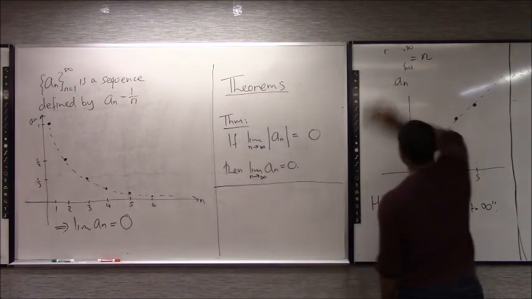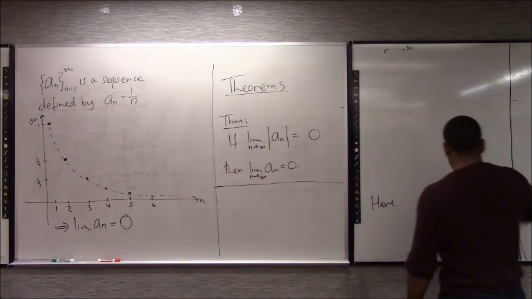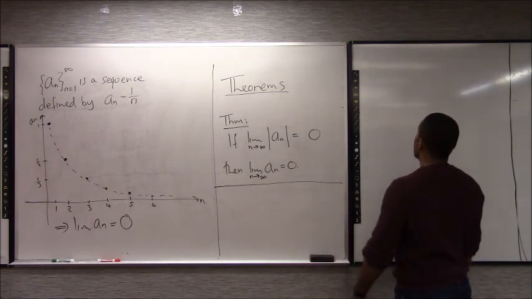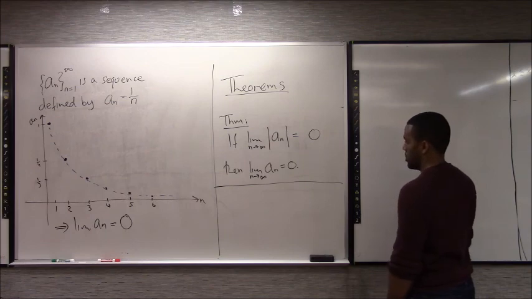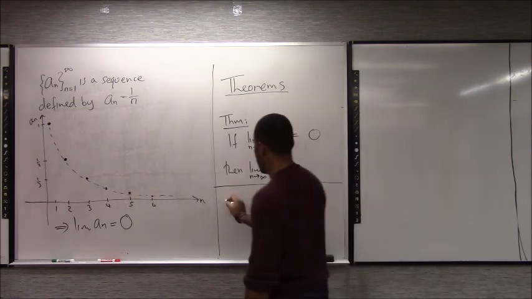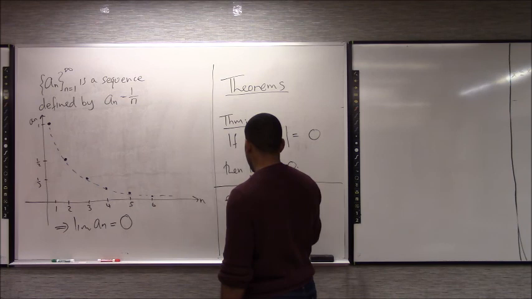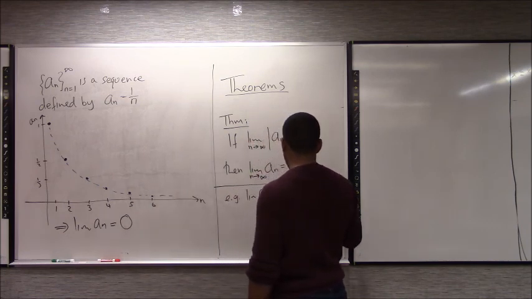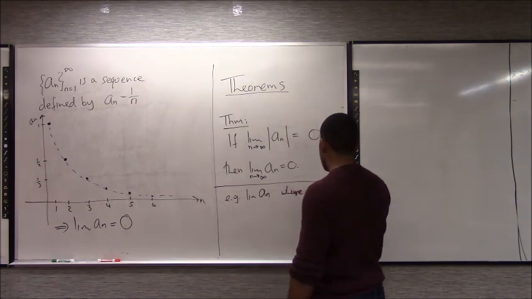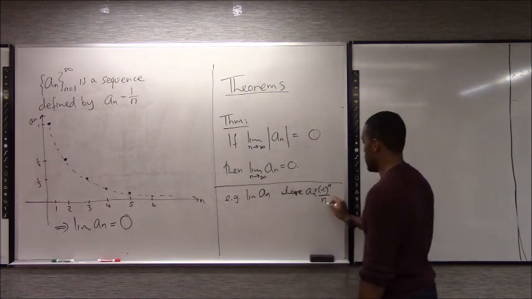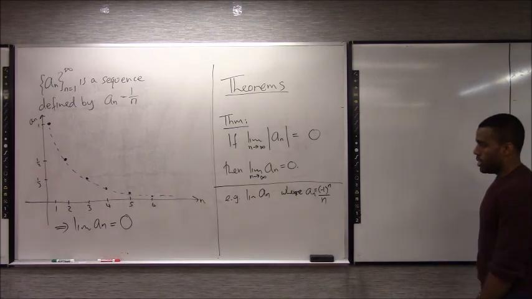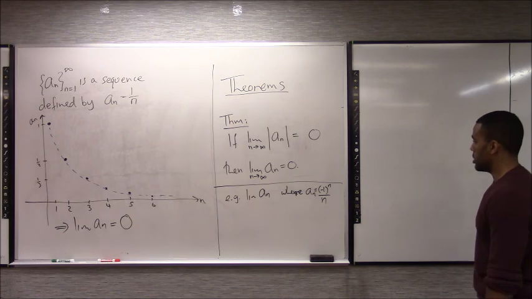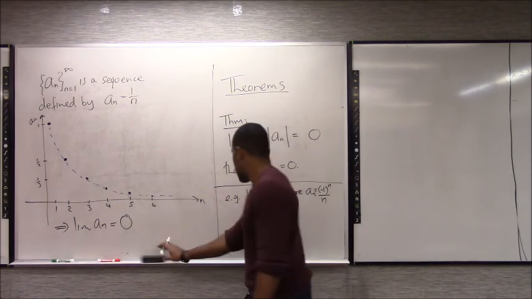So sometimes, for example, let's say you're considering the limit of a_n where a_n is (-1)^n over n. Now that one might be kind of weird for you to consider because you will notice that this is going to consistently change signs.